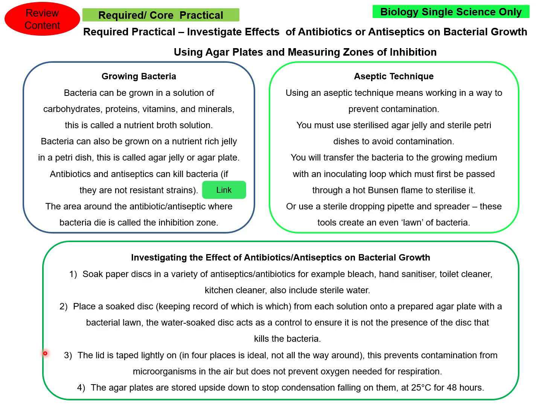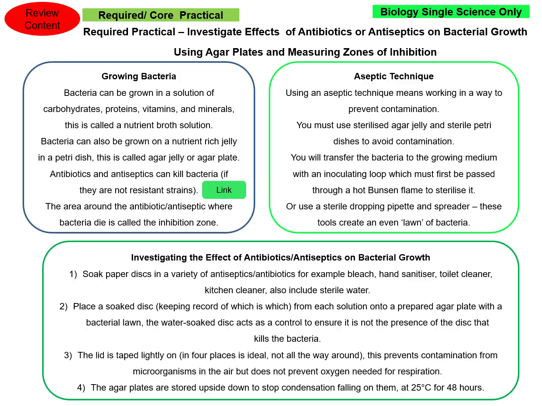3. The lid is taped lightly on. In 4 places is ideal, like in the corners, if they were to have corners like you would on a square. So in other words, not all the way around, just in 4 spaced places. This prevents contamination from the microorganisms in the air, but does not prevent oxygen, which is needed for respiration. So they don't get killed off due to lack of oxygen.